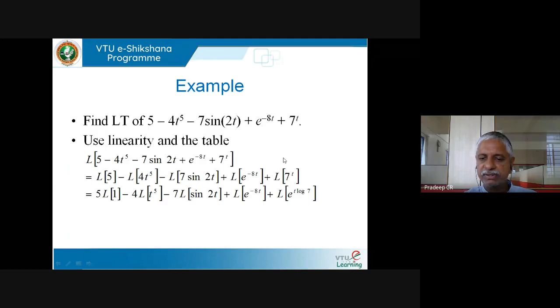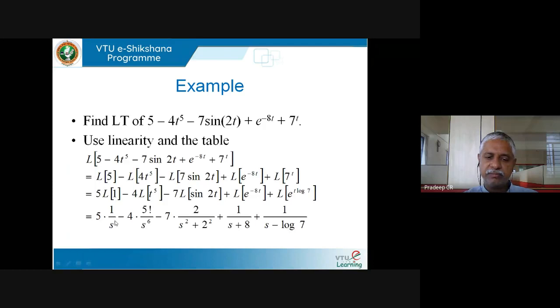I've studied this in the last couple of years, such things. So I have the 7 power t, I have written it in a form for which I can find Laplace very easily. That's essentially what I have done here. So now I know Laplace of each of them. And I just write the 5 Laplace of 1 is 1 by s, Laplace of t power 5 is 5 factorial by s power 6, Laplace of sin 2t is a by s square plus a square, a is 2 here, and Laplace of e power minus 8t is 1 by s plus 8, e power at is 1 by s minus a, and here a happens to be log 7, so it will be 1 by s minus log 7. As I said, don't try to evaluate or simplify this. It's not needed for us to simplify it.